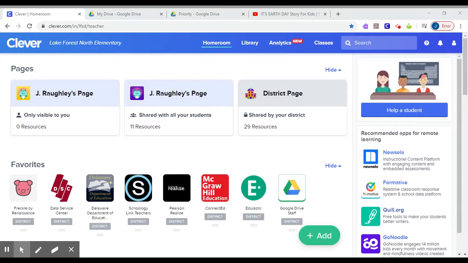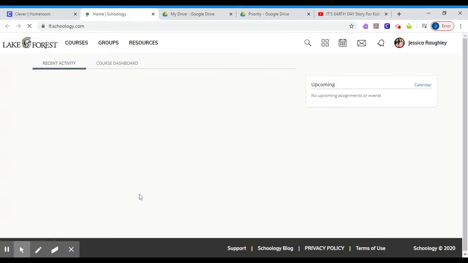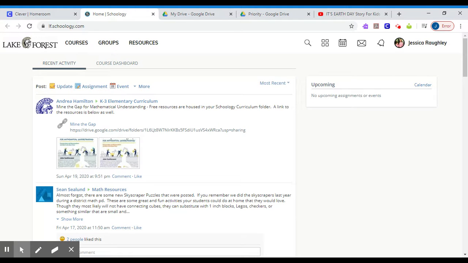Hi everyone. So I wanted to show you guys how to get into Schoology from your Clever page. On your Clever page, you will have a button that is a big S. And you click the big S, and your Schoology is going to look a little bit different than mine because I've got some other things on it, but overall it's about the same. The layout is the same.